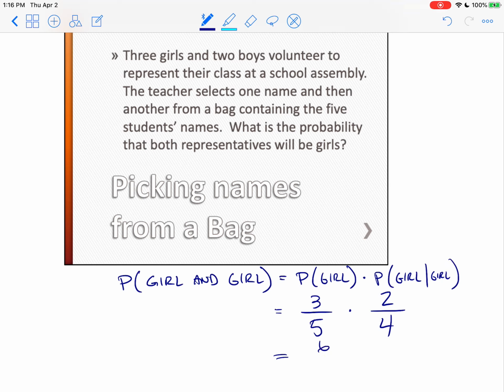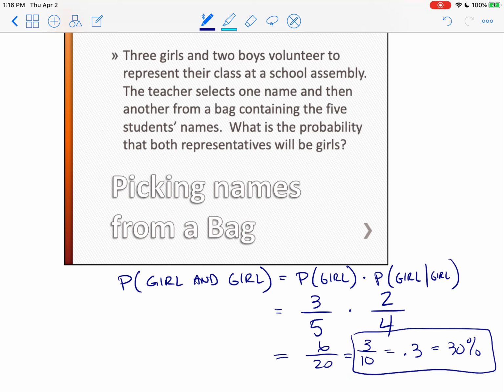And so the probability here is 6 over 20, which reduces to 3/10 if we divide by 2. So that is 0.3 or 30%. So this is the probability. These are all valid probability answers.